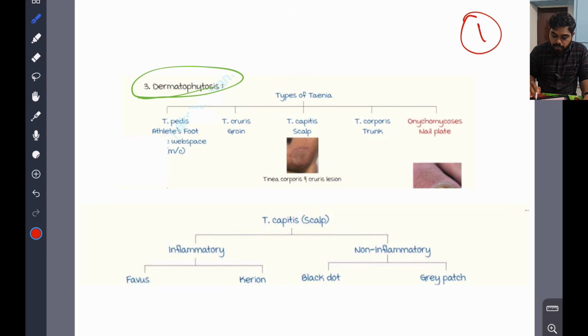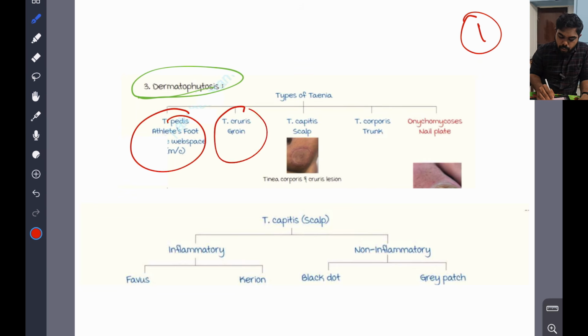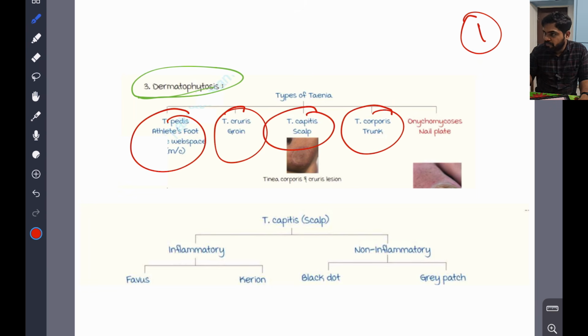So dermatophytosis, which is mainly tinea infection. See, if you are studying theory, it is in detail, so much is there, but I am just preparing from the exam point of view, what can come in the exam. Highly important question, highly important point. So in dermatophytosis, we have tinea. In tinea we have Tinea pedis, Tinea cruris, Tinea capitis, Tinea corporis, and onychomycosis, like nail infection.